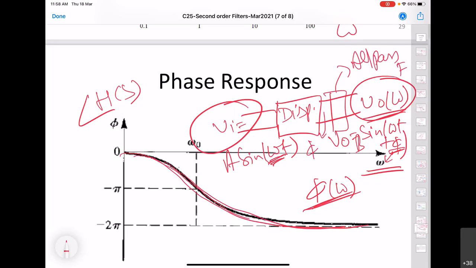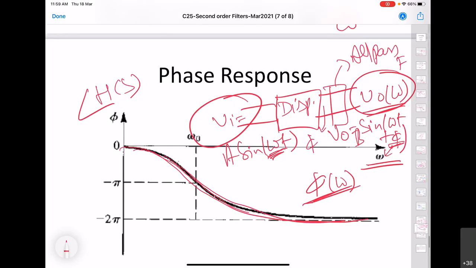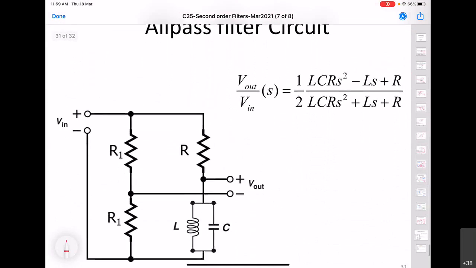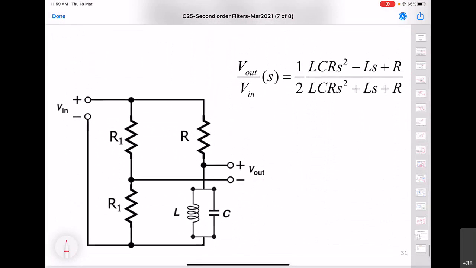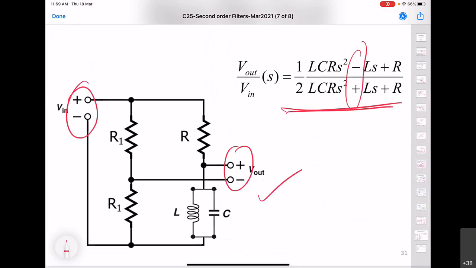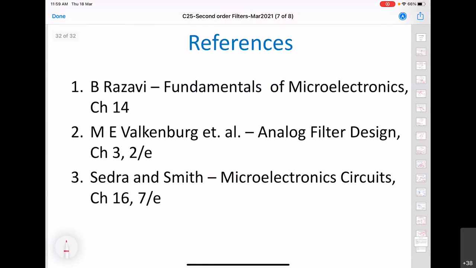So these all-pass circuits are also useful in real life. And one of the ways of implementing this all-pass circuit is here. If you try to find out the transfer function for this case, V output versus V input, this is what we get. Here you can see that only the sign of the first-order term is different, everything else is the same. So these are the five types of filtering response that we can get, and these are the references for this lecture.